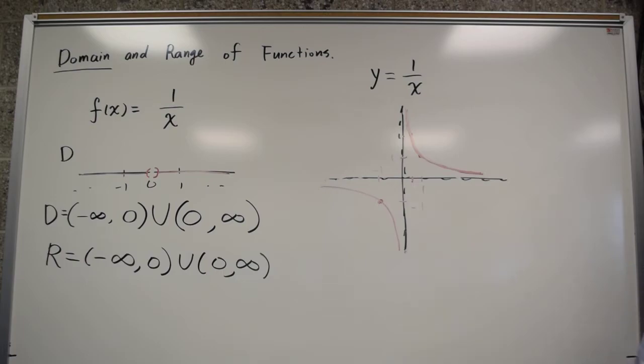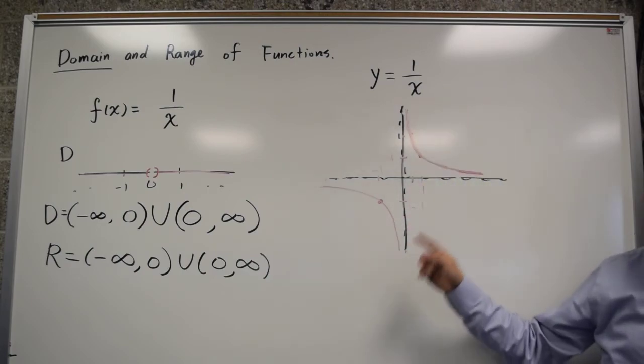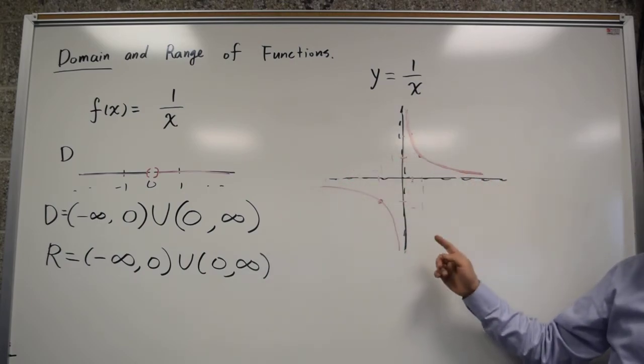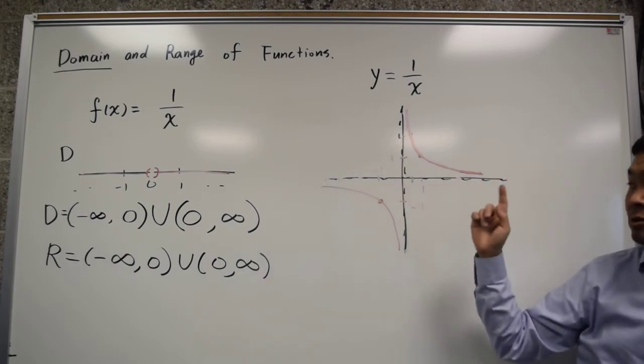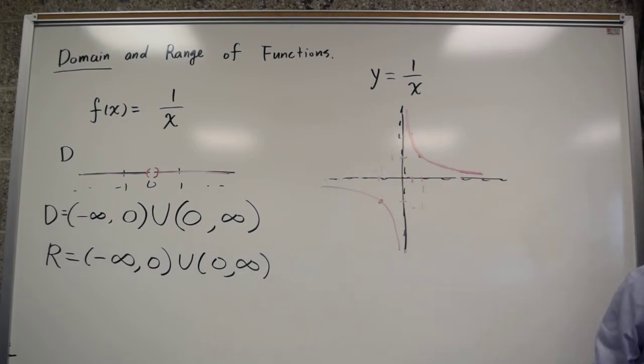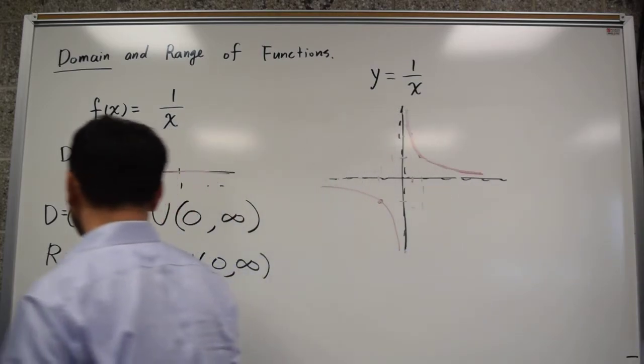So this graph has two asymptotes. One is a vertical asymptote, and the other is a horizontal asymptote. The vertical asymptote is right above the y-axis. The horizontal asymptote is right above the x-axis. All right, so that's the graph that you have to memorize. And the important thing here is, from here, you can read off the domain and range.